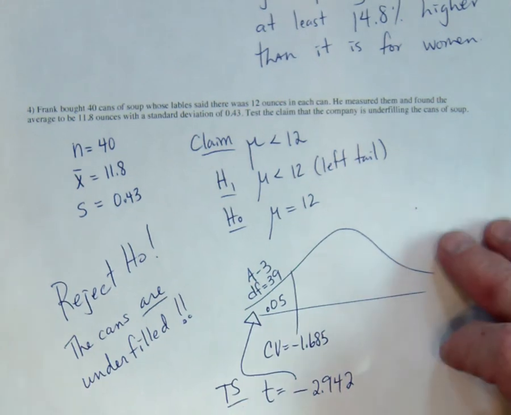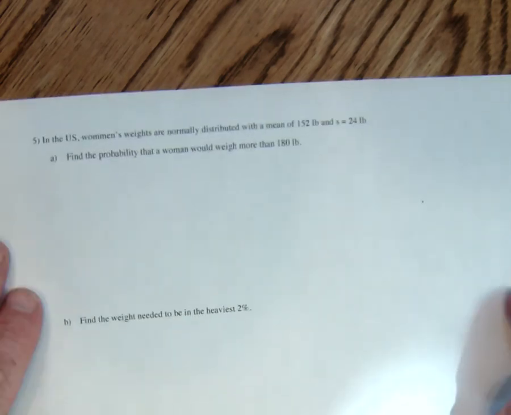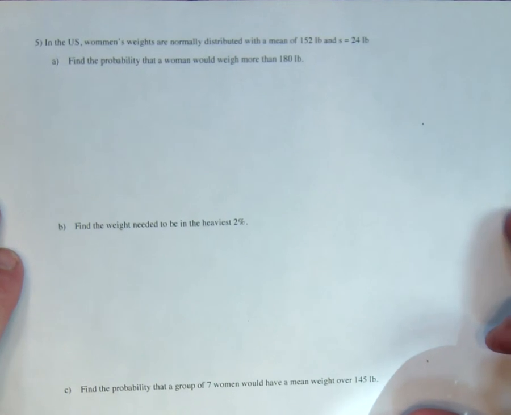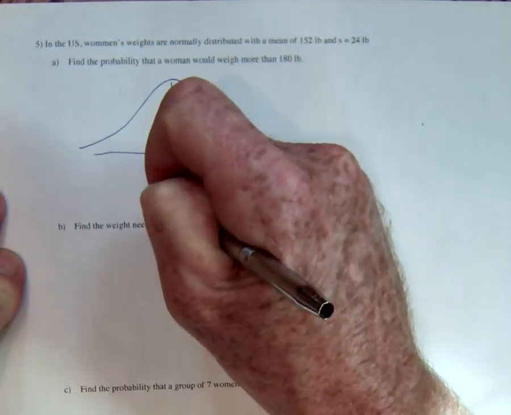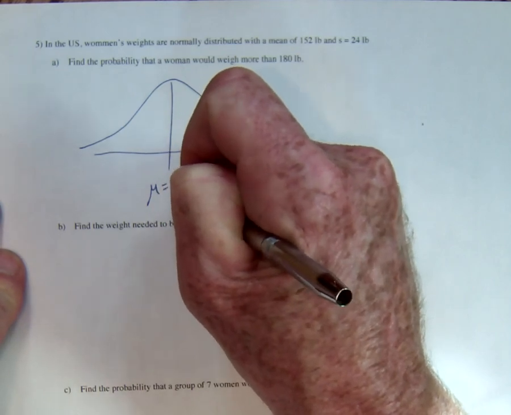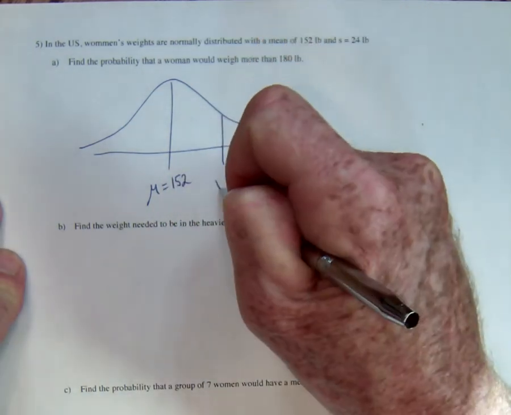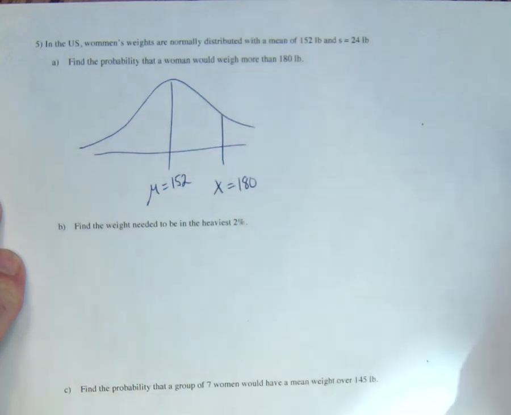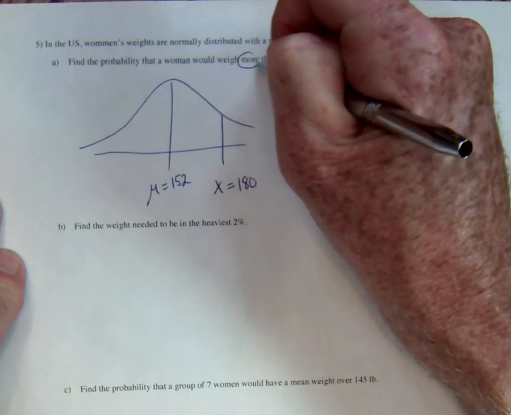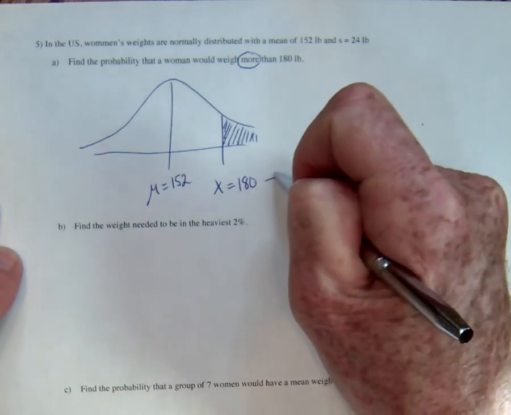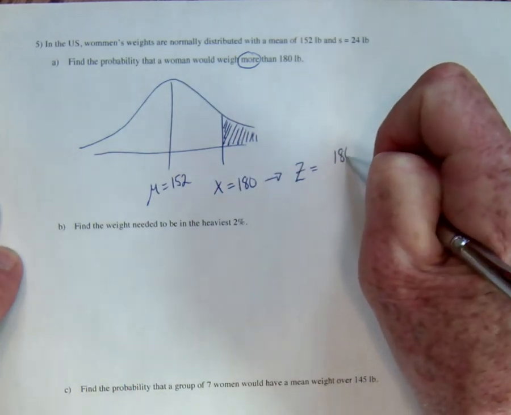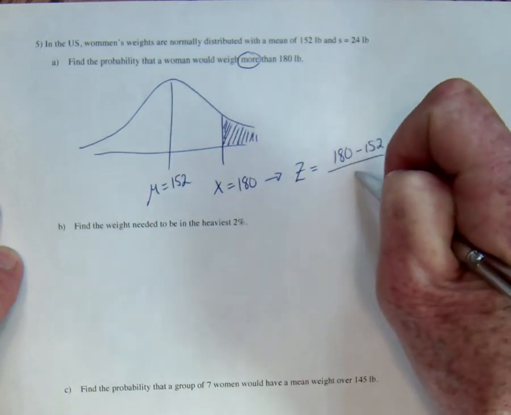All right, then on to the last stuff, which is pretty much the straightforward how to use table A2. Yeah, all of this is A2. So the mean goes in the middle. The mean equals 152. And then 180 would be over here. So for a single person to weigh, 180 would be right there. And then more than means shade to the right. So then we need to do the z-score. So it's going to be 180 minus the mean of 152 divided by 24.